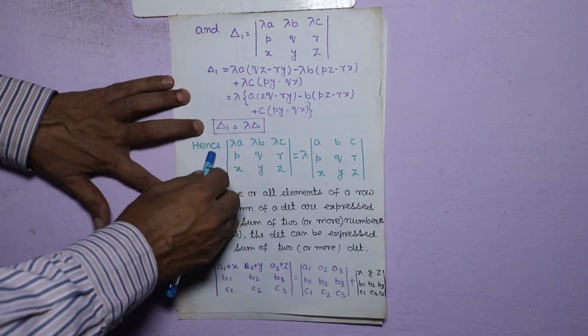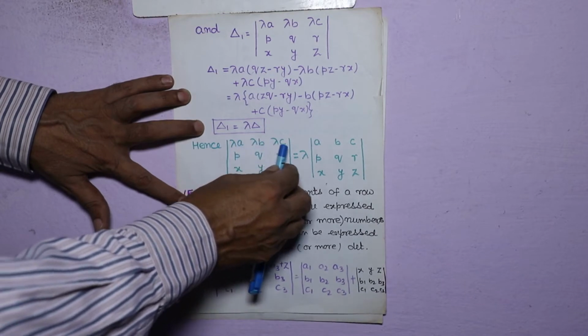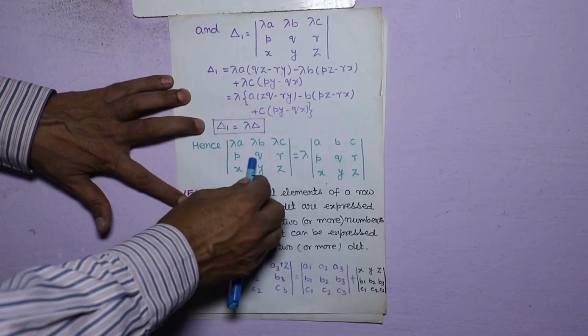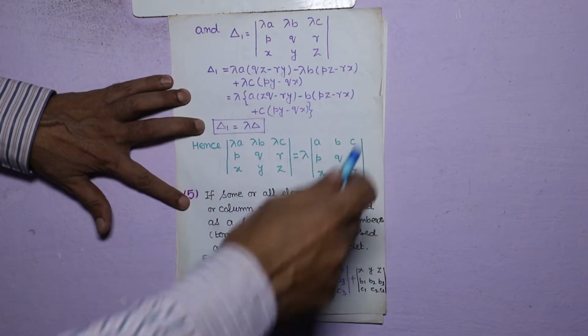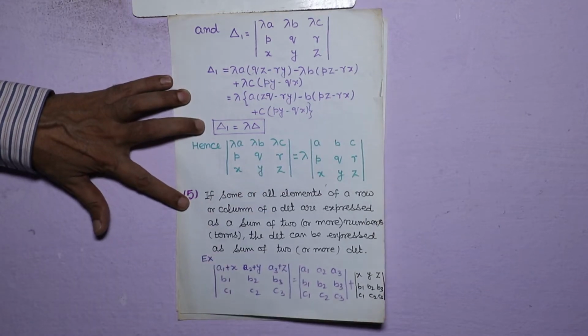So this way you can say lambda A, lambda B, lambda C, second row P, Q, R, third row X, Y, Z equal to lambda times this determinant. So this is the fourth property.